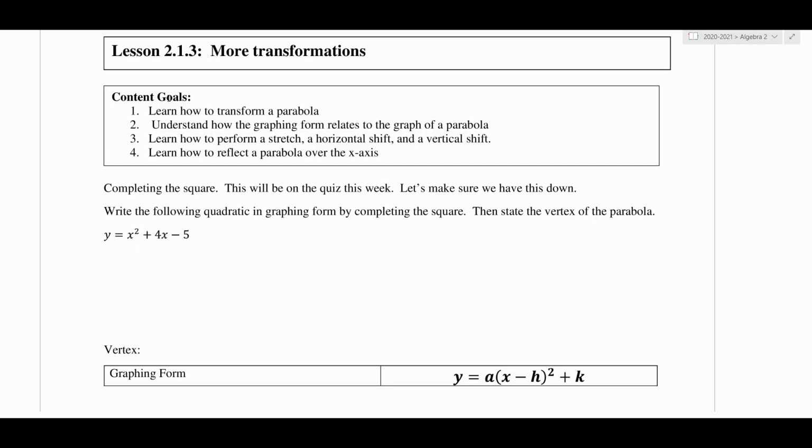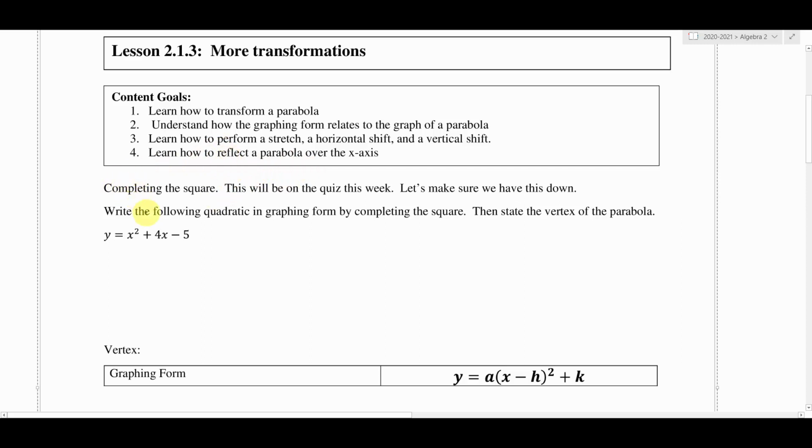We are going to be talking about lesson 213 today, which is more transformation stuff concerning parabolas. All right, content goals are typically the same for the early part of this unit. In each lesson, we're going to be learning how to transform a parabola. We're just going to be learning different variations of it in different situations and scenarios in which we're going to transform those parabolas. Okay, but we're going to talk about graphing form, stretching, horizontal shifting, vertical shifting, and reflecting, just like we have in the previous lessons.